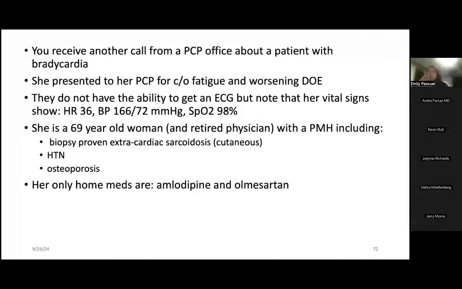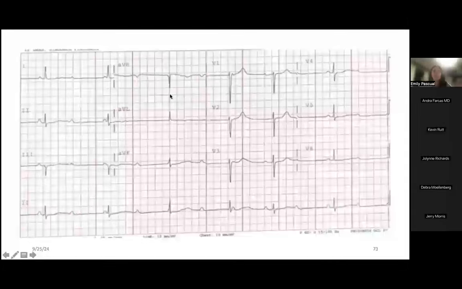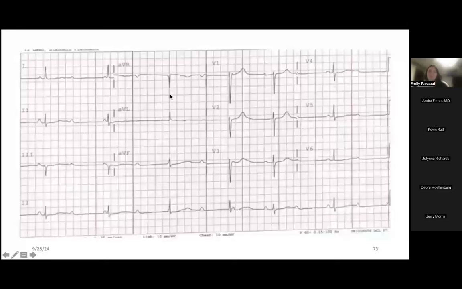Her oxygen's 98%. She's 69. She has a history of extracardiac sarcoidosis, hypertension, and osteoporosis. She's relatively healthy. The only medicines she takes are amlodipine and olmesartan. So you get an EKG after you get there, and this is what her EKG shows. What do you think of her rhythm, and how would you manage her?